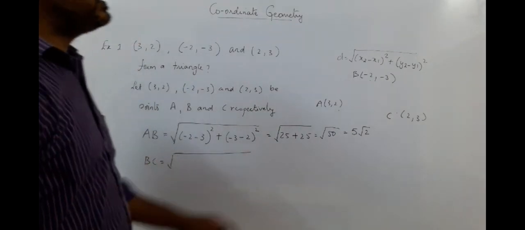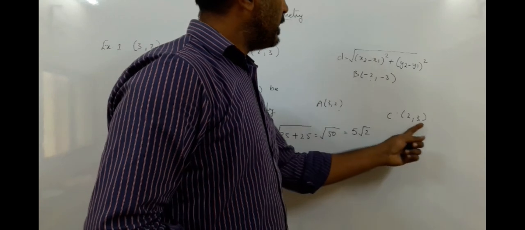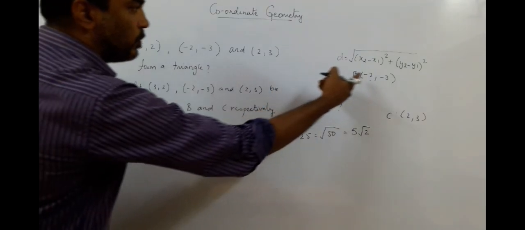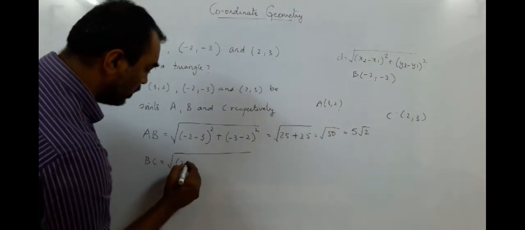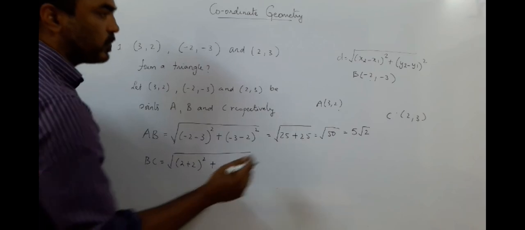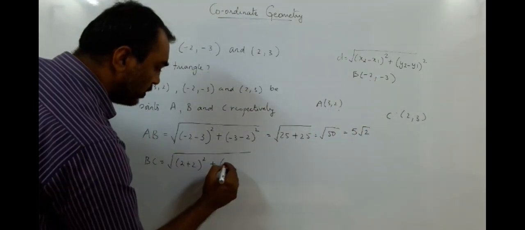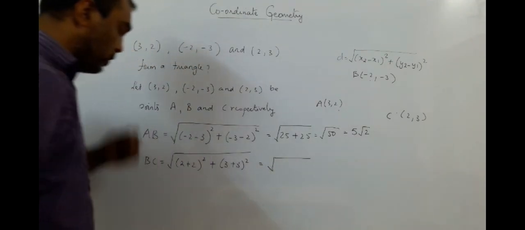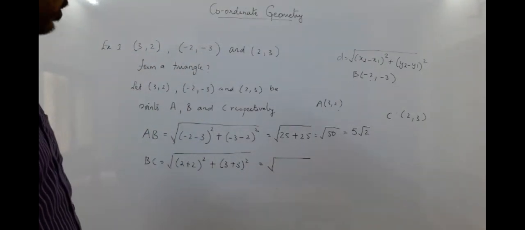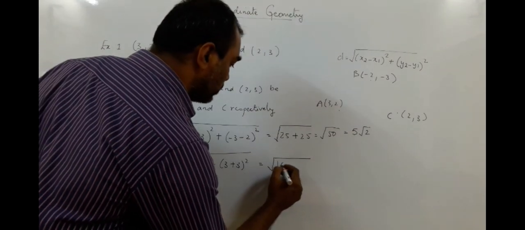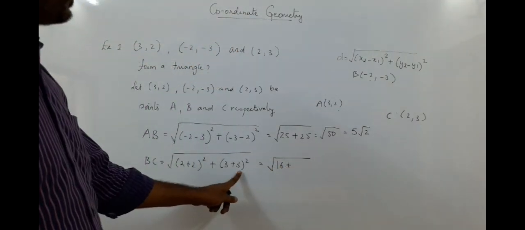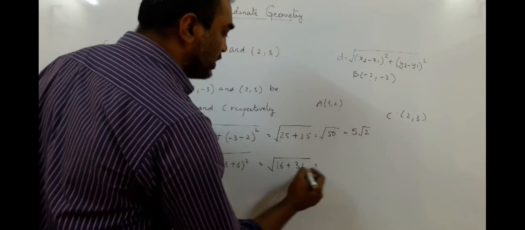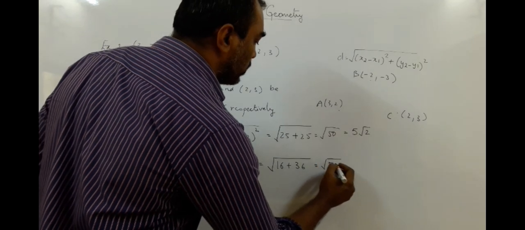So when I take the points B and C, x1, y1, x2, y2, I get 2 minus -2. 2 minus -2 means 2 plus 2, the whole square, plus 3 minus -3 means 3 plus 3, the whole square. So what do I have? 2 plus 2 is 4. 4 square is 16, plus 3 plus 3 is 6. 6 square is 36, and 16 plus 36 is 52.